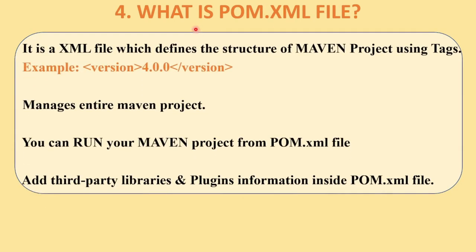So next is what is the pom.xml file. This is the file where we actually specify the dependencies. It is an XML file which defines the structure of the Maven project using tags. Use the tags like this. Now this tag is telling the version of Maven used. So version means which Maven version you are using. It is telling 4.0.0, and it is put inside the start tag and end tag.